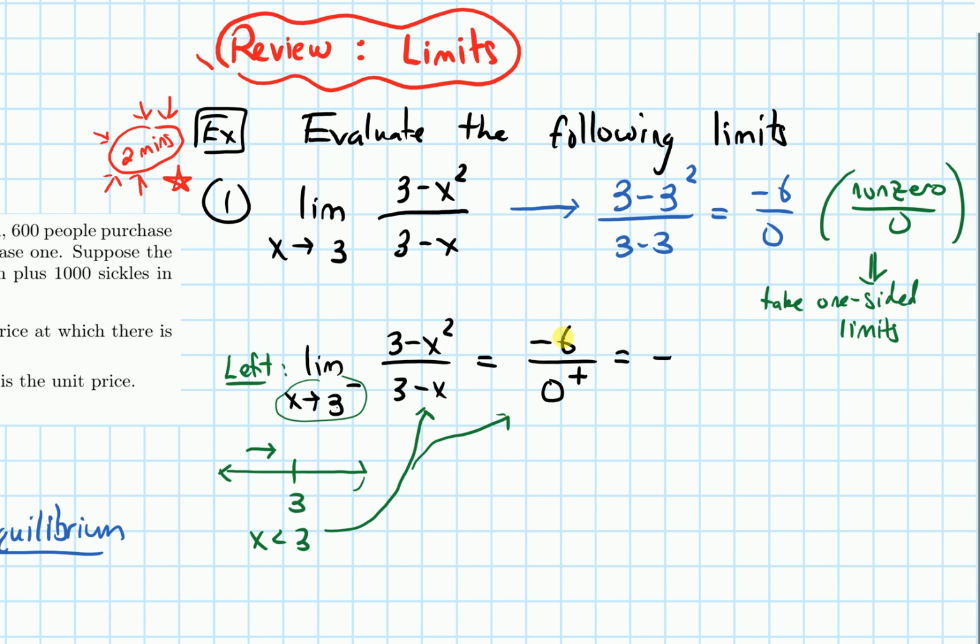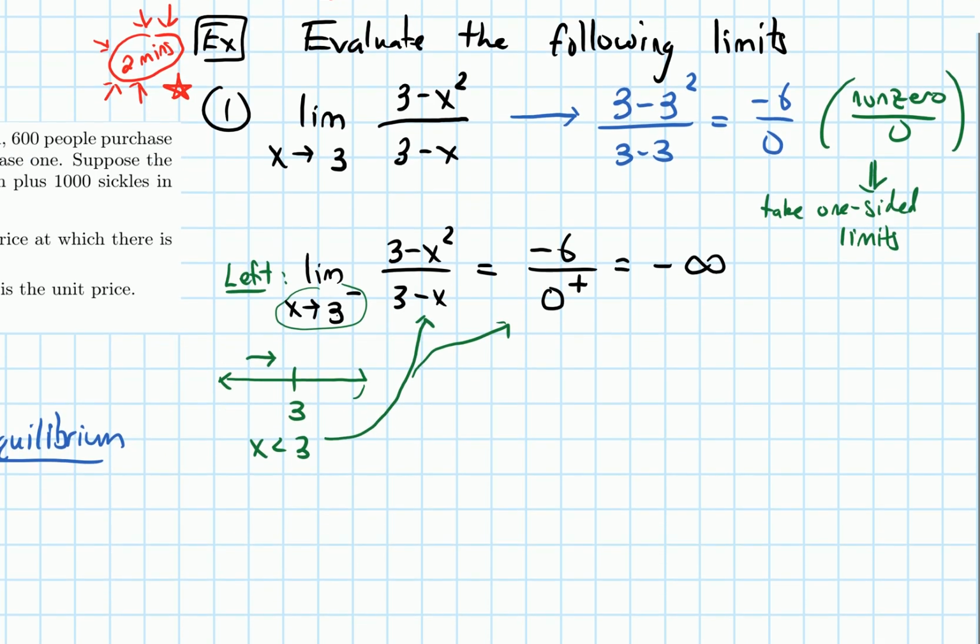Ignoring the negative sign now, because I've already put it there, when you divide a number like 6 by something really, really small, like 1 over a million or 1 over a billion, when you multiply by the reciprocal, it's going to be huge. So this ends up being an infinite type thing, and I've already written the negative there. So the limit from the left is negative infinity.